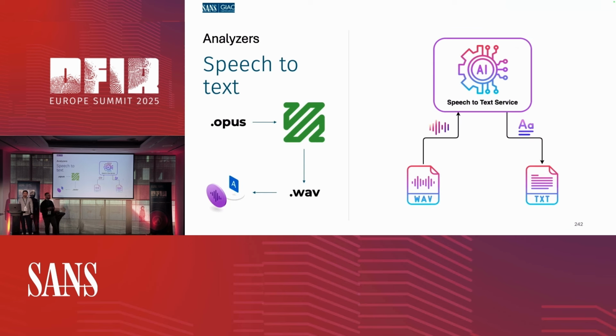Then we have the speech-to-text analyzer that takes as input the audio message and converts it into a textual file. In our case, we discovered that WhatsApp stores audio messages in .opus files. So we need to add a new step, which is the conversion using FFmpeg to take the opus file into a WAV file, which is compatible with Azure services.